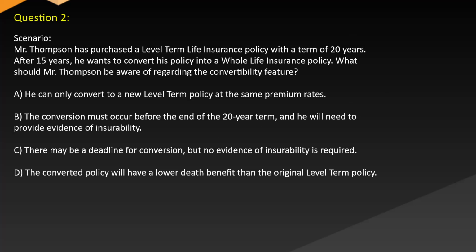Question 2. Scenario: Mr. Thompson has purchased a level term life insurance policy with a term of 20 years. After 15 years, he wants to convert his policy into a whole life insurance policy. What should Mr. Thompson be aware of regarding the convertibility feature? A. He can only convert to a new level term policy at the same premium rates. B. The conversion must occur before the end of the 20-year term, and he will need to provide evidence of insurability. C. There may be a deadline for conversion, but no evidence of insurability is required. D. The converted policy will have a lower death benefit than the original level term policy.